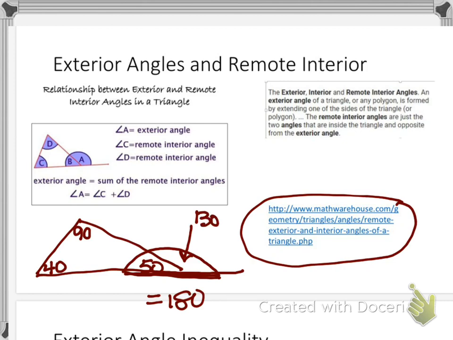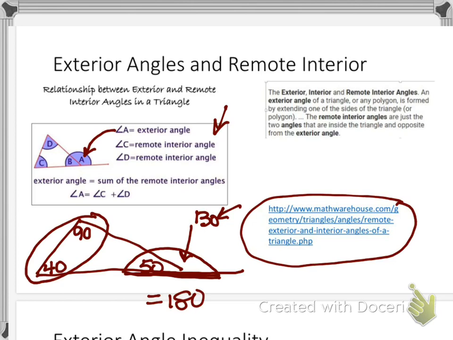Okay, now let's talk about this. Let's use some words now. Angle A, which is right here, is my 130. Angle C and D, which are these angles right here, those are my interior far away angles. So they're remote. They're my remote interior angles. This box right here tells me that if I add C and D together, I will get A. So that tells me the theory.